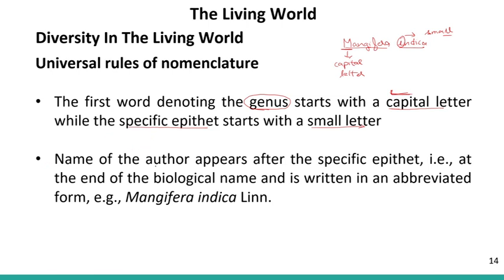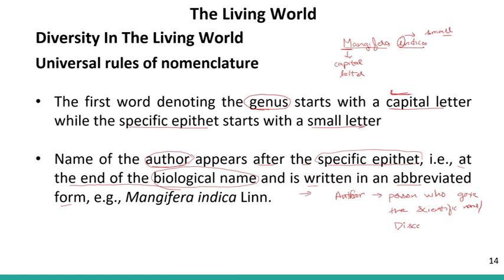The next point is the name of the author. This is very important. The name of the author appears after the specific epithet, that is, at the end of the scientific name, and is written in an abbreviated form. What does author mean? The person who discovered it, who named it, who gave the scientific name and discovered that species.